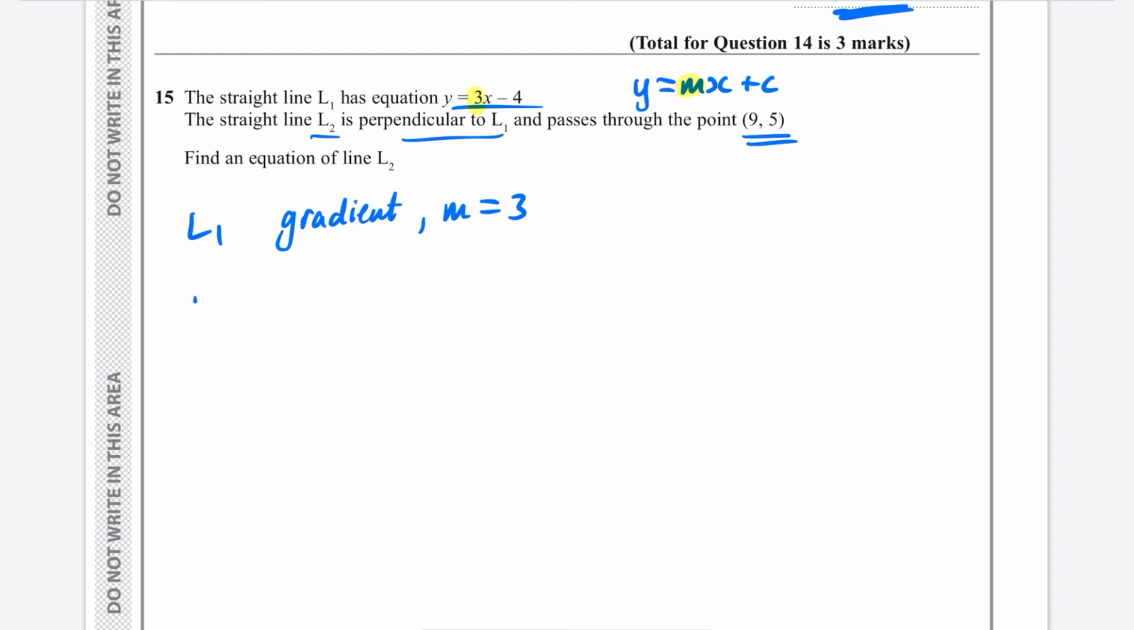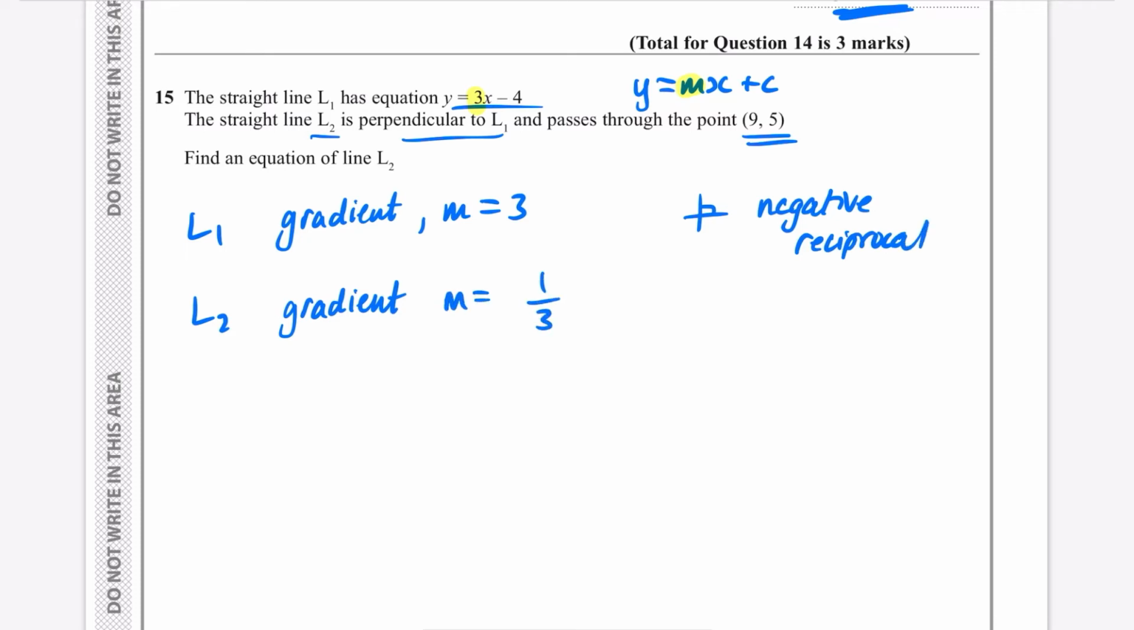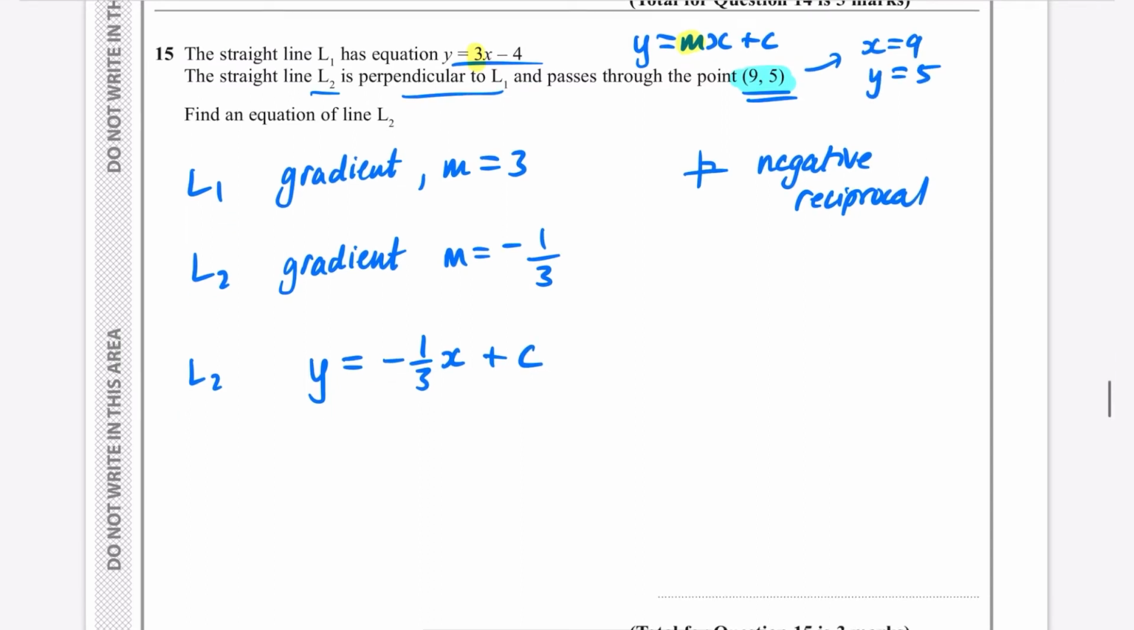Now because it is perpendicular, if we talk about L2, we know that the gradient of something which is perpendicular, that's my symbol for perpendicular, is the negative reciprocal. So I'm going to take the reciprocal, which is a third, and then I'm going to make it negative. So for L2, my equation is going to be of the form y equals mx plus c. And this is where the extra part of the question is going to come in, this 9, 5. This tells me that when x is equal to 9, y is equal to 5, and I can substitute those things into the equation.